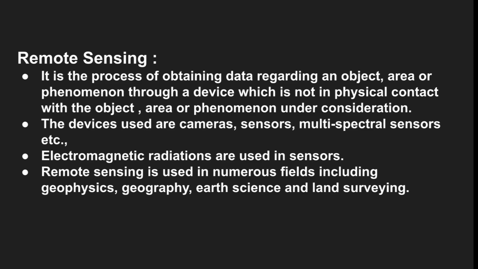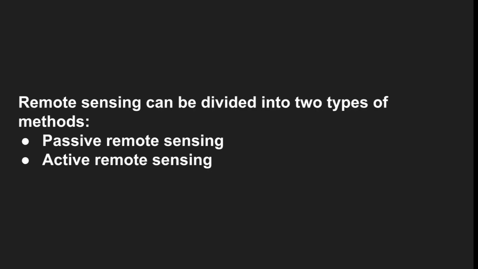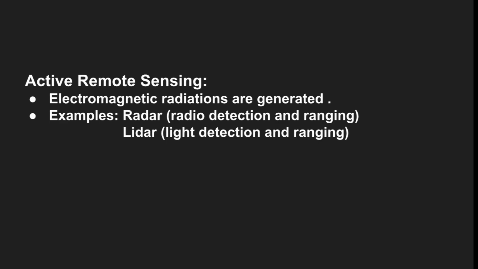Now we will discuss the types of remote sensing, and they can be divided into two types. First one, passive remote sensing, and second one, active remote sensing. Now we will discuss active remote sensing. As we said, in remote sensing electromagnetic radiations are used. In active remote sensing, electromagnetic radiations are generated. Examples are radar and lidar. Radar means radio detection and ranging, and lidar means light detection and ranging.